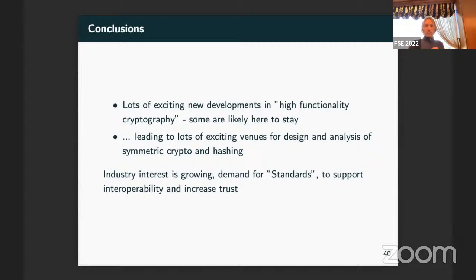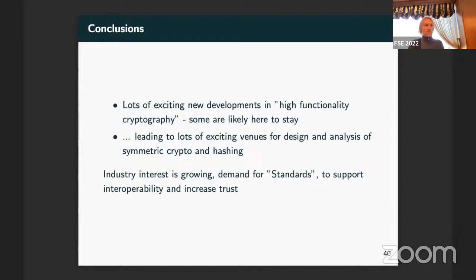I hope I could show you that there are a number of interesting developments in what you could call high function crypto. Some of them are likely here to stay. We will know in 5 years, perhaps, which ones remain a niche. And this in turn leads to a lot of new interesting problems and venues in the design and analysis of symmetric crypto. Industry demand is growing for sure. I keep hearing this a lot. Even demands for standards, for example, to support interoperability and increase trust.